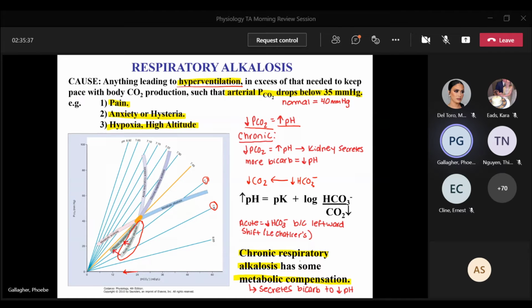When you have chronic respiratory alkalosis, now your kidney is going to want to secrete bicarb because your blood is too basic, so it doesn't need as much bicarb, so you're going to reduce the bicarbonate even more than before to get it closer to 7.4. So it's still not quite at 7.4, but it's a lot closer than it would be at acute respiratory alkalosis. So as you can see, the kidney does play a huge role in trying to minimize the change in your pH when you're talking about respiratory acidosis or alkalosis.